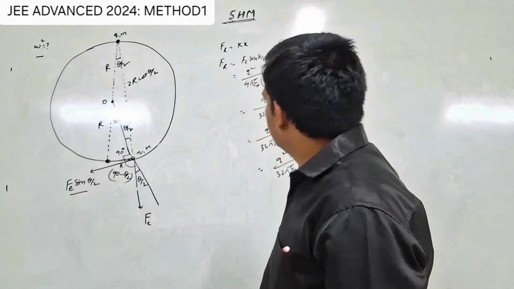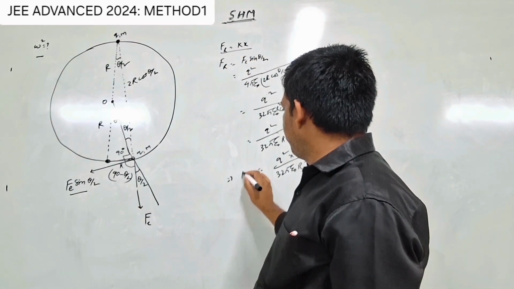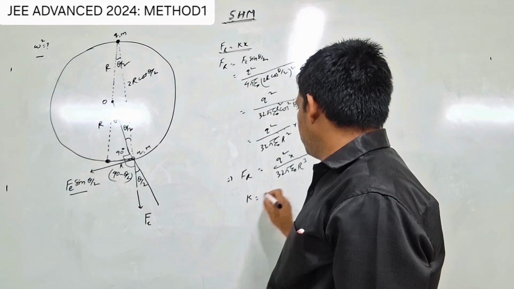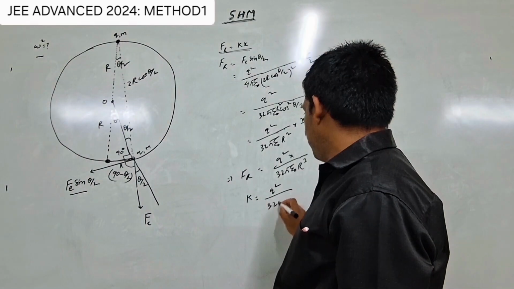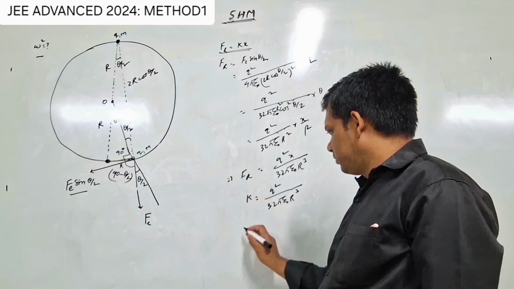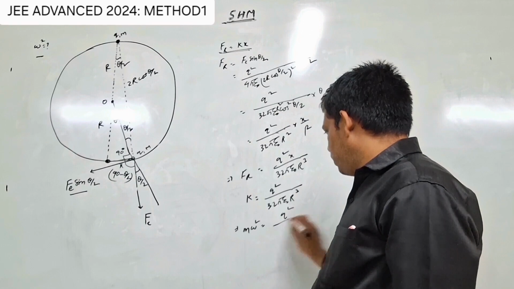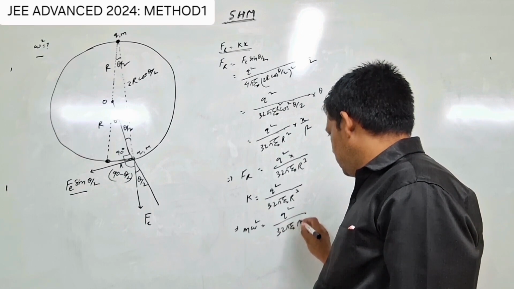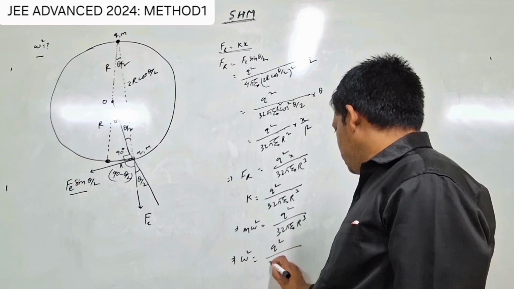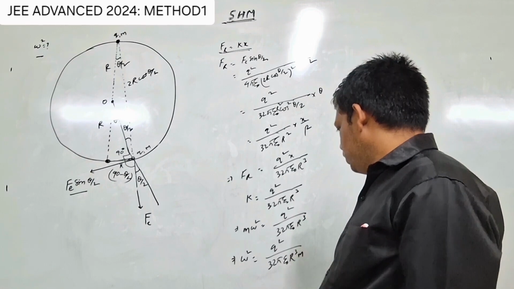Now we can compare it with this equation. So we can write here Fr is equal to this and Fr is equal to kx. Therefore k will be equal to q square upon 32 pi epsilon naught r cube, and we know that k is equal to m omega square. So omega square is equal to q square upon 32 pi epsilon naught m r cube. So this is the answer.